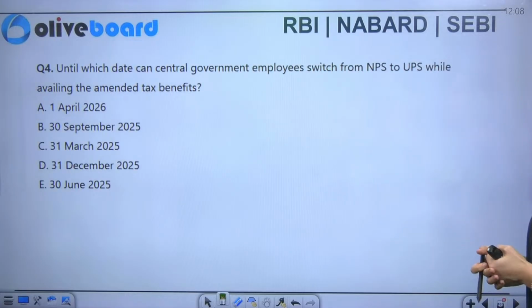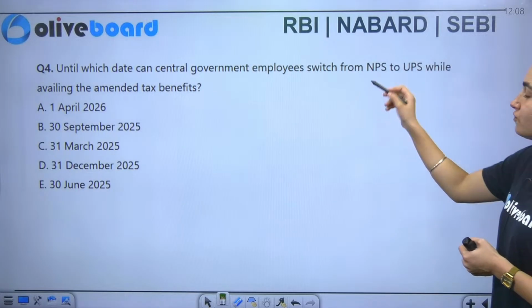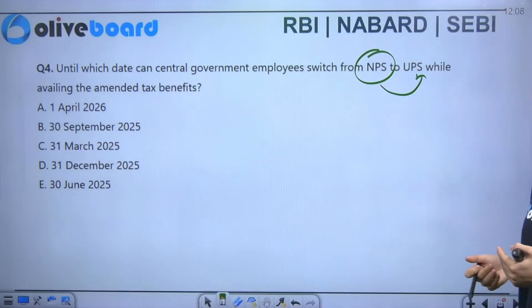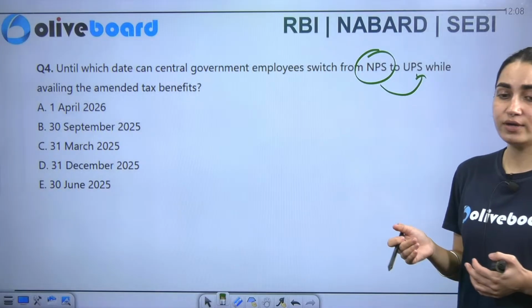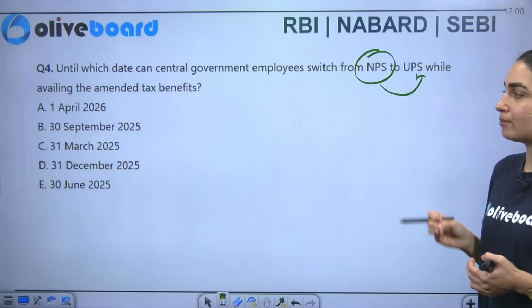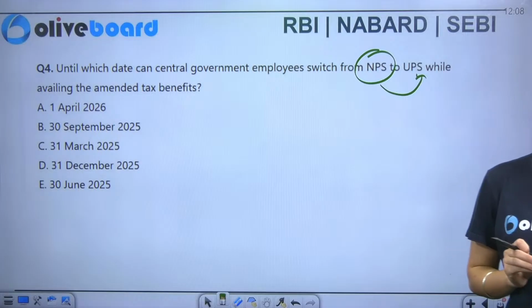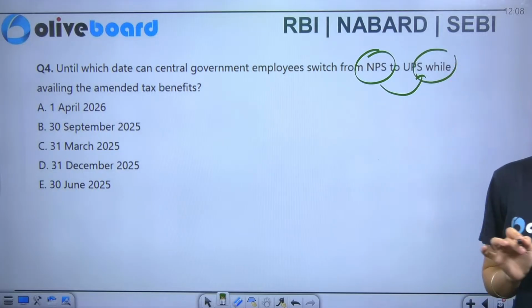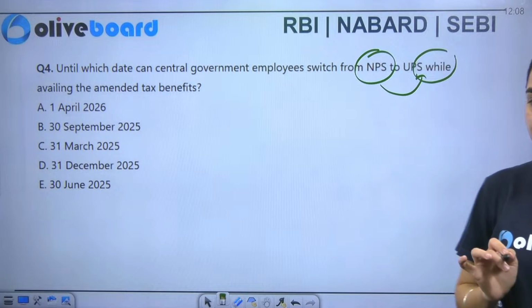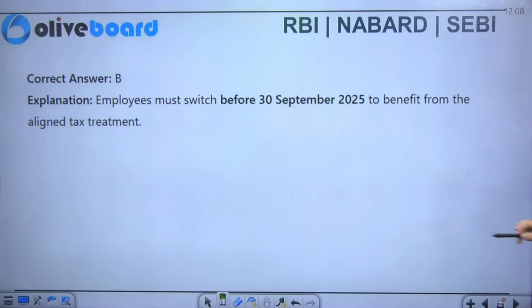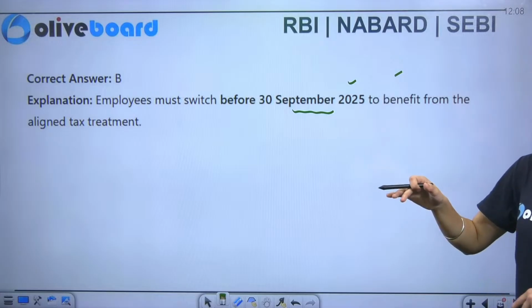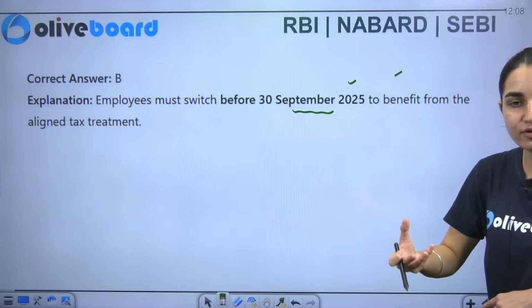Now, until which date can central government employees switch from NPS to UPS while availing the amended tax benefits also? Is it 1st April, 30th September 2025, 31st March, 31st December or 30th June 2025? Along with that, they will be able to get these amended tax benefits also. Correct. So that is 30th September 2025 only, and along with that, whatever recent amendments have been made, they will be able to get the benefit of that.